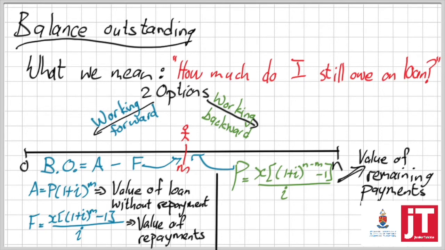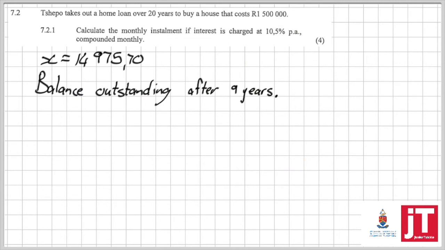So let's quickly have a look at the specific N minus M at the top. What do I mean by N minus M? N minus M is literally the number of payments that are still to come. So in this example, for instance, the next one in 7.2, the question asks for the balance outstanding after 9 years. It would be the difference between the 9 and the 20. It's how much is still to come.